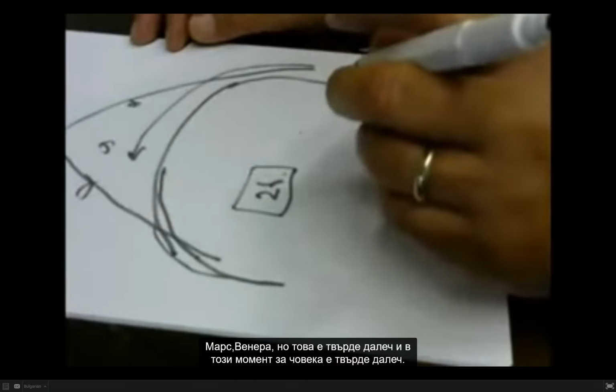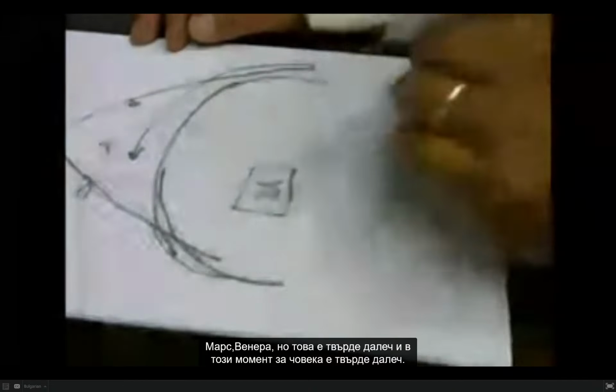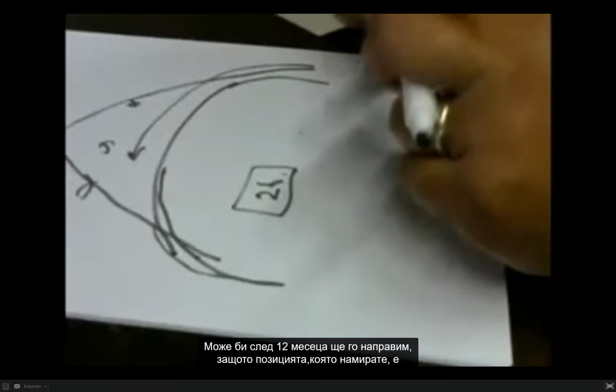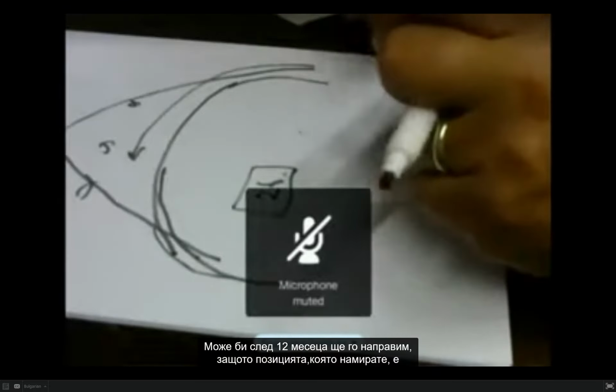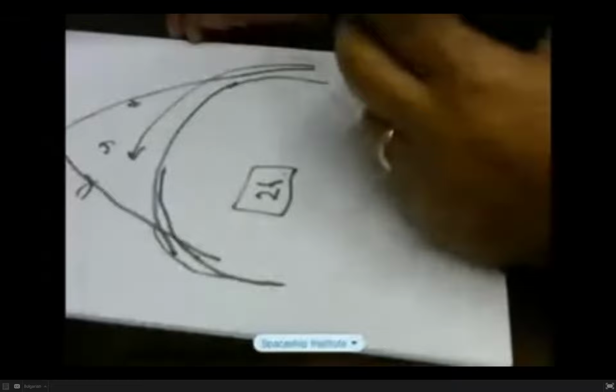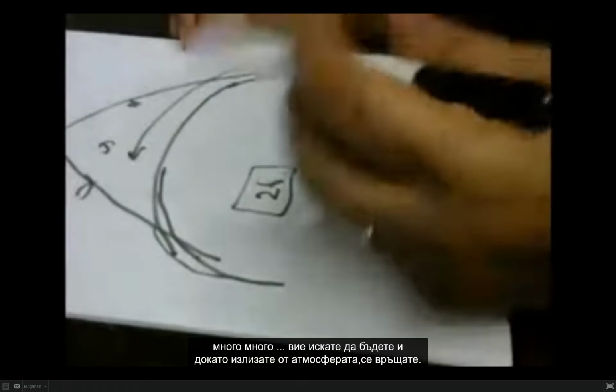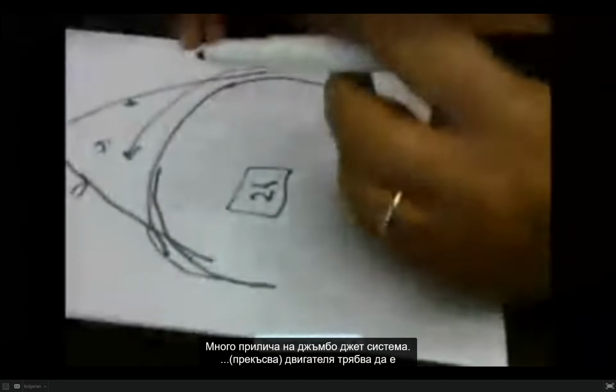Mars, Venus, but these are too far, and at this moment for man it's too far to do. Maybe in 12 months time we will do, because the position you find is where you want to be, and as you go out of the atmosphere you come back. It's very much like a jumbo jet system.